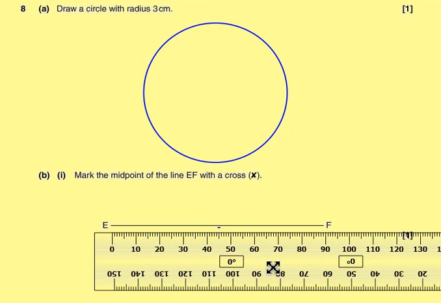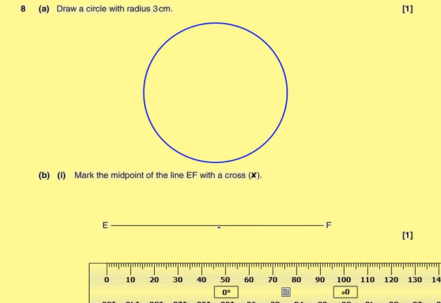If we move our ruler out of the way, we're going to mark that with a point there, which is the centre. So that X marks our cross. It's asked us to mark it with an X. So there is the midpoint of the line EF.